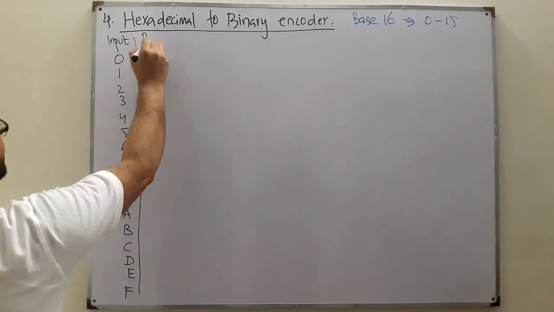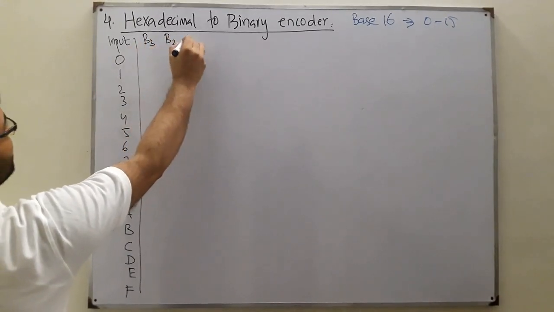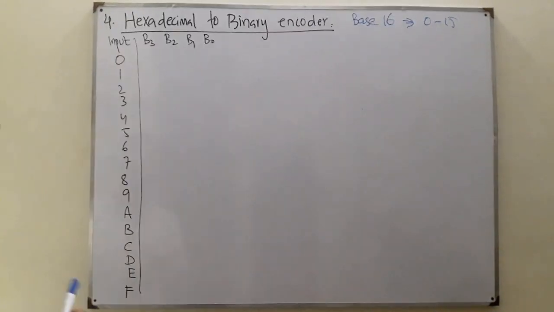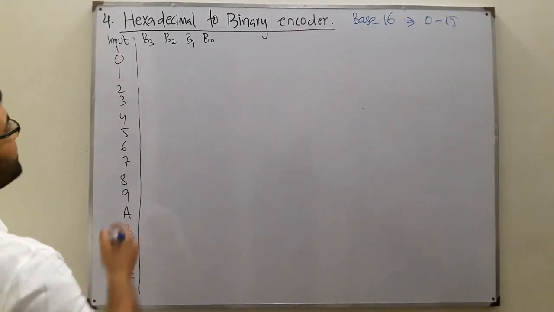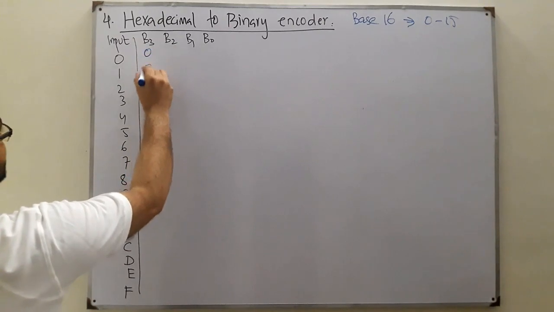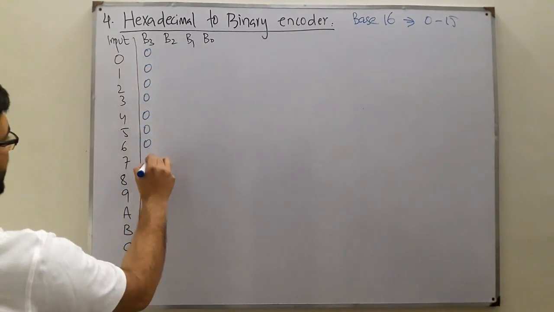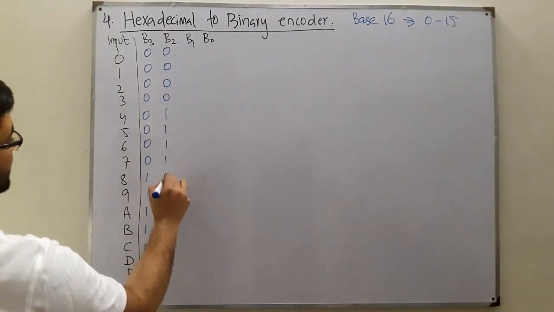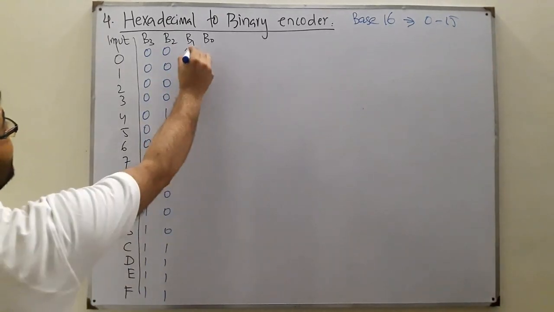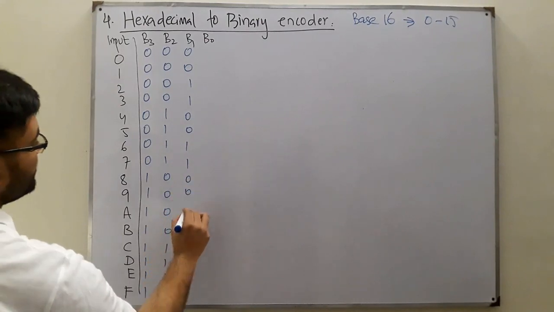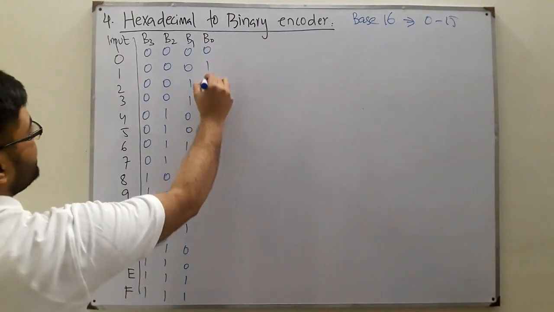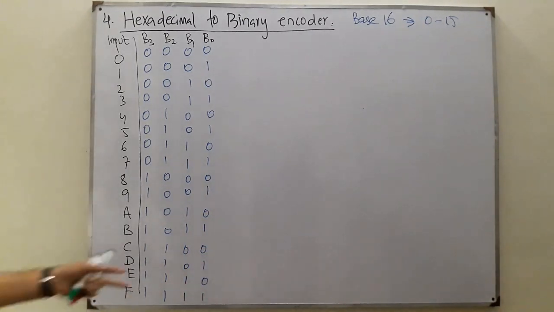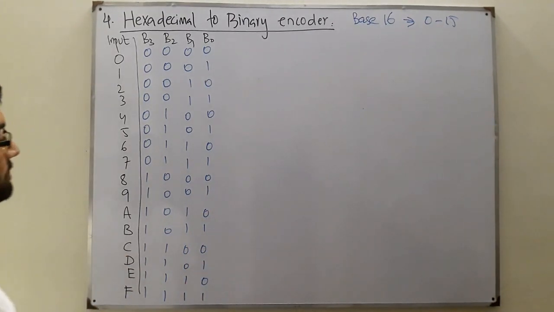So let's say we have B3, B2, B1, and B0. These are the outputs. And you fill this table up. You know how to fill it, okay? So that's the truth table for it, all right?